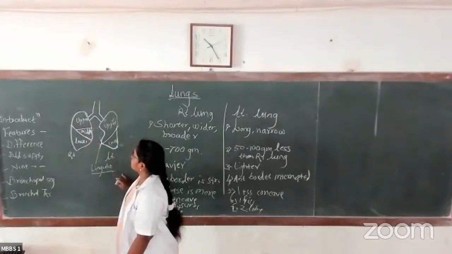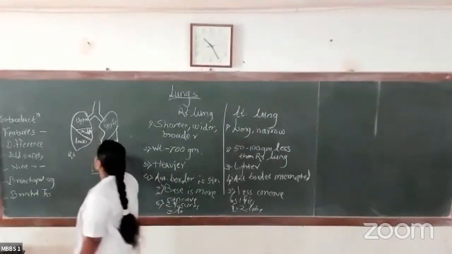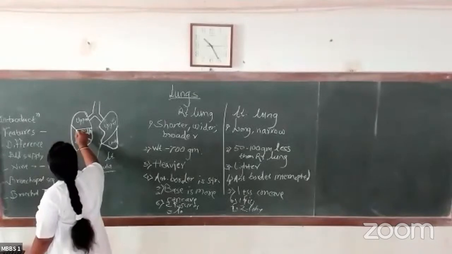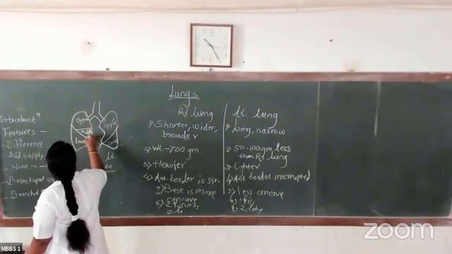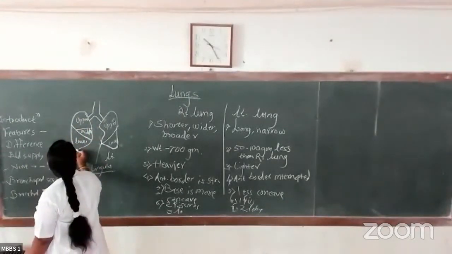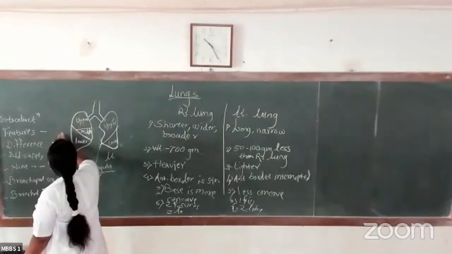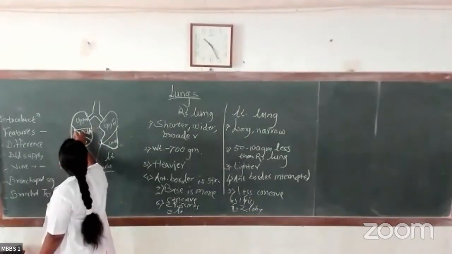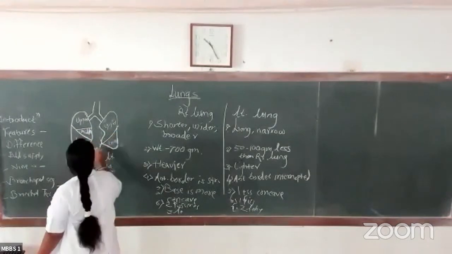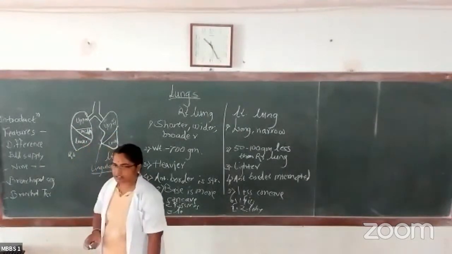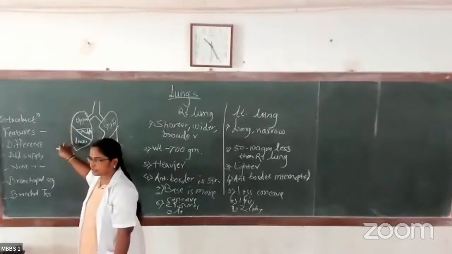So these are the features. So we have seen this along with apex, base, anterior border, posterior border, inferior border. We have seen again the surfaces, both the surfaces. Again we have seen the fissures and lobes.